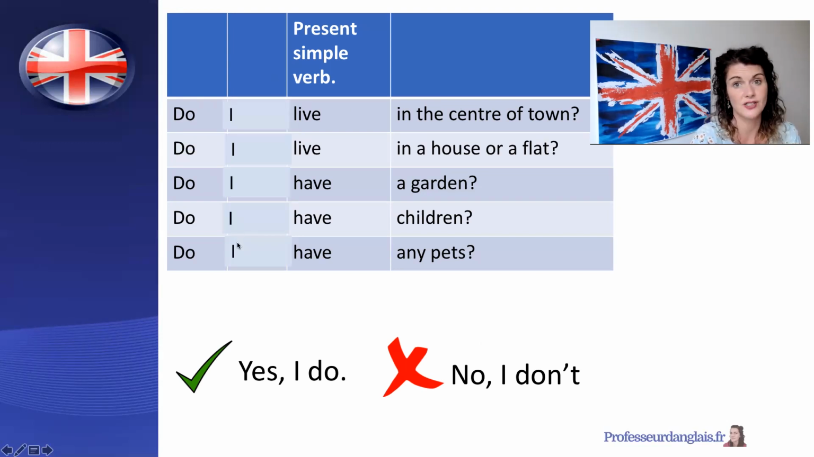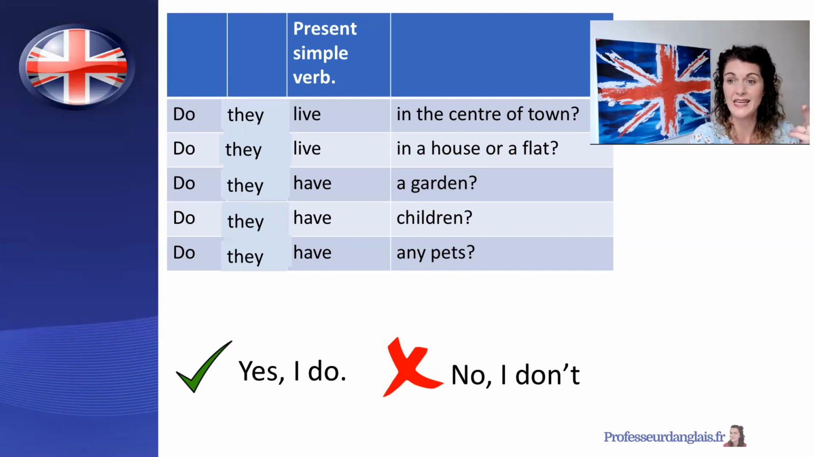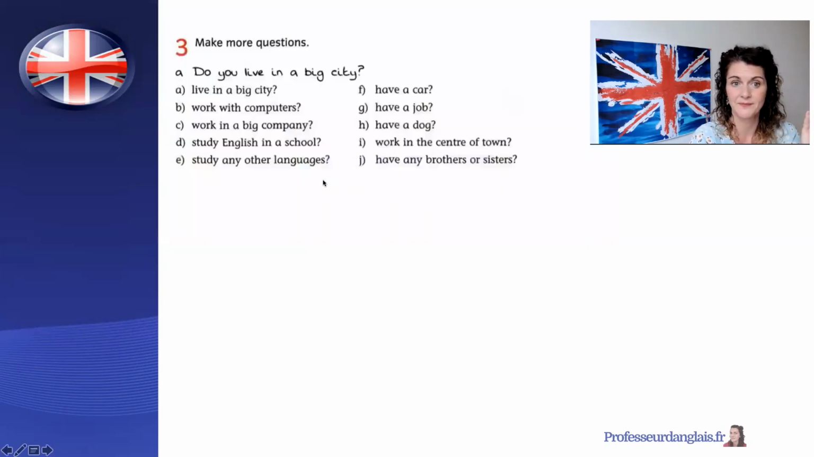Let's see what happens. We can change the subject. Do I live in the centre of town? Do I have a garden? Do I have any pets? Or we can say we. Do we live in a house or a flat? Do we have children? Or we can use they. Do they live in the centre of town? Do they have a garden? This is the same rule for you, I, we, or they. Okay, good.